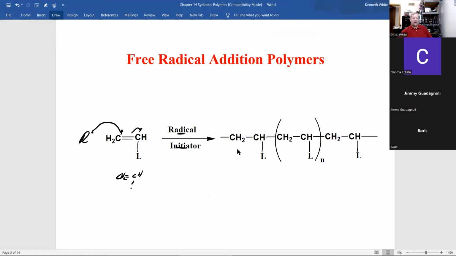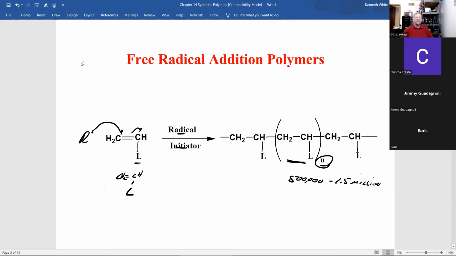In polymer chemistry, on the double bond, some group here is called L. And notice this is repeating over and over again. And this end is on the order of 500,000, I mean big, to 1.5 million, if I can spell it right. It's huge, and that's how it does it.